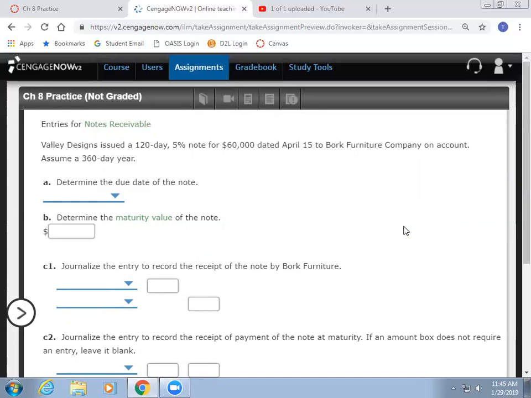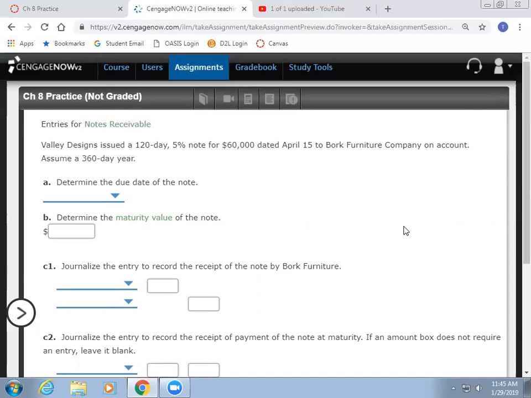A notes receivable, if you remember, from a legal standpoint, has a little more weight to it because we're actually making them sign a promissory note. It says you owe me this much money by this day, and this much interest will be paid. So that's the difference between a notes receivable and accounts receivable. Notes receivable bears interest. We earn interest. They owe us, they pay us interest.